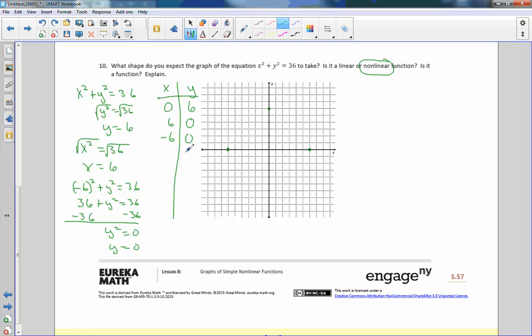So now I'm going to choose negative 6 for y and see what happens. So I get x squared plus negative 6 squared equals 36. X squared plus 36 equals 36, and when I subtract 36 from both sides, I get x squared equals 0, and if I take the square root, I get x equals 0. So I have the point 0, negative 6.